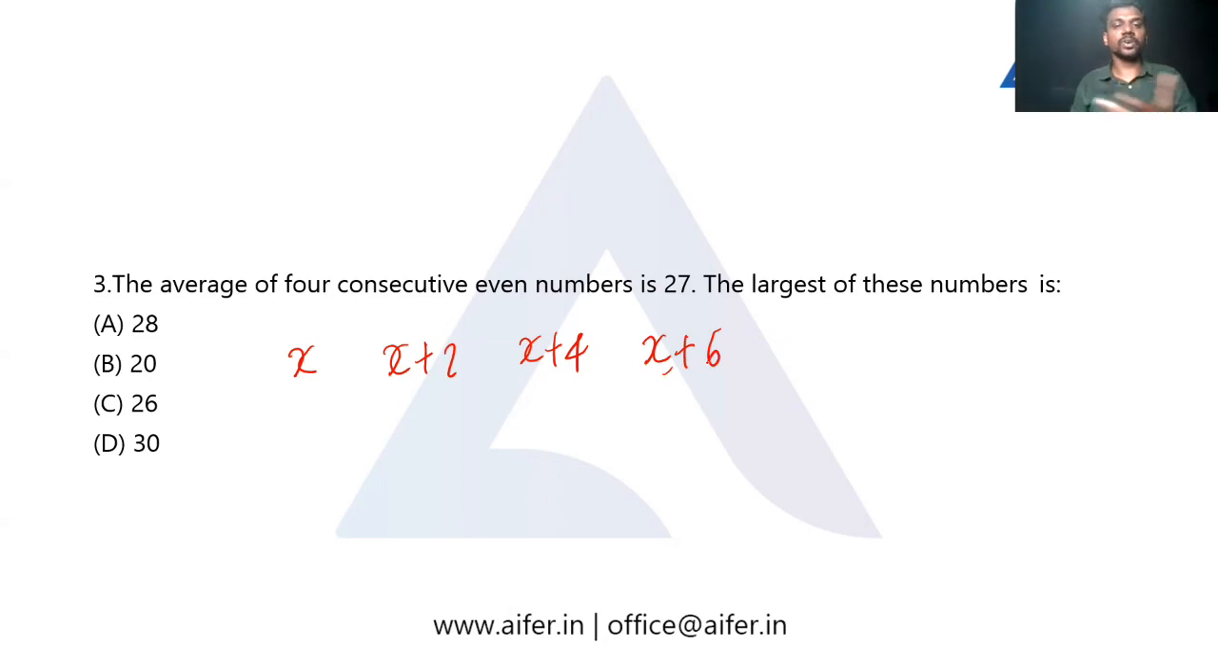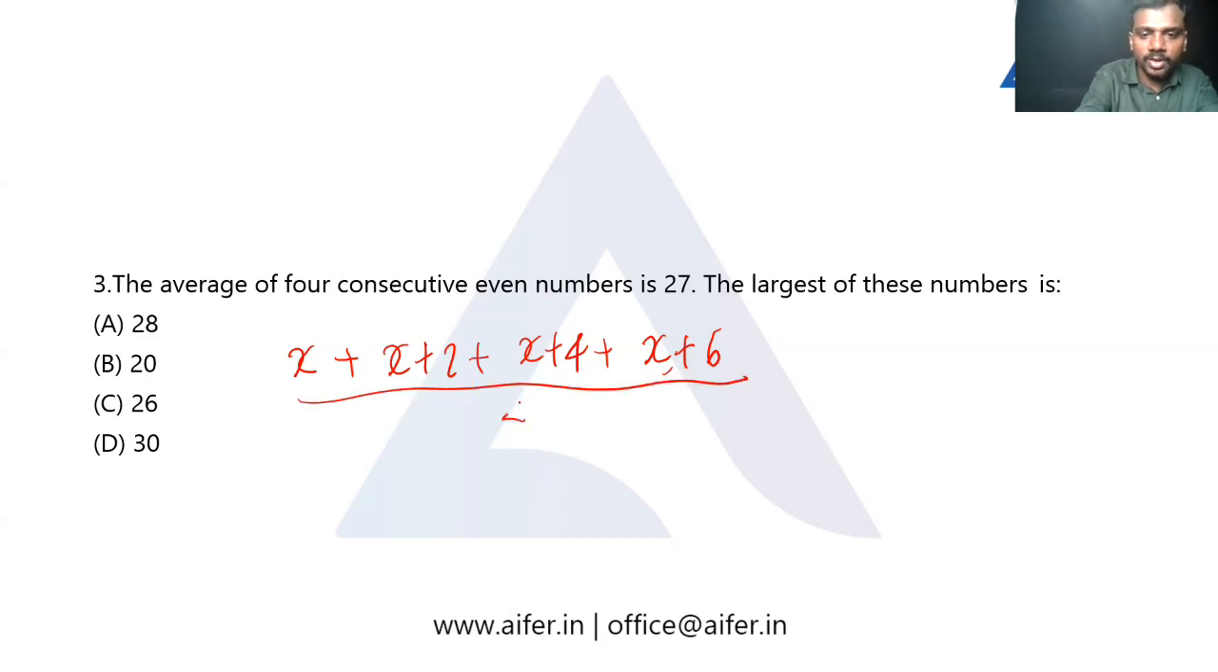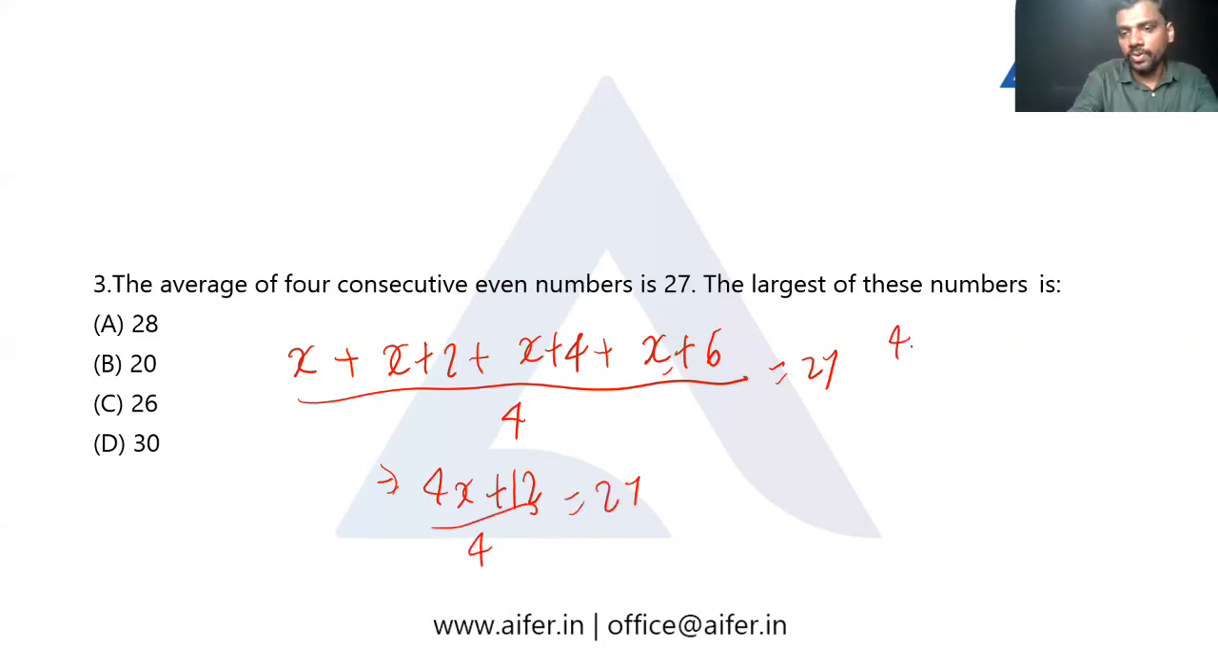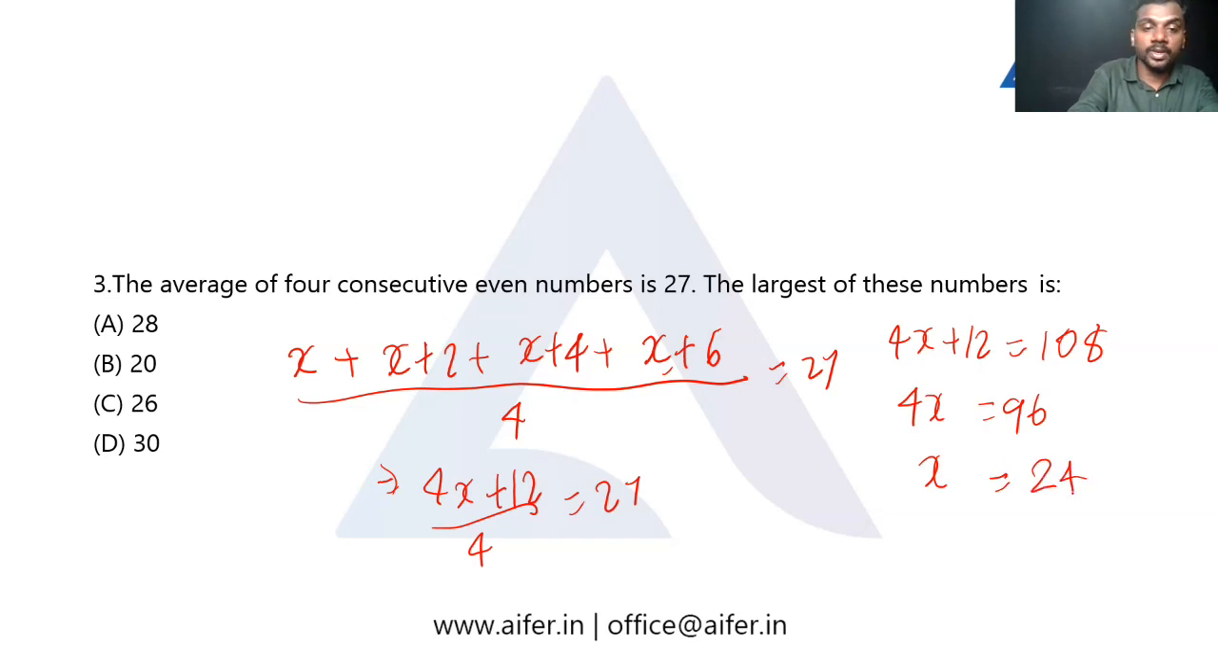It's given the average of 4 consecutive even numbers is 27. So we have x plus x plus 2 plus x plus 4 plus x plus 6, that is total value, by 4 is equal to 27. That is 4x plus 12 by 4 is equal to 27. 4x plus 12 is equal to 108. 4x is equal to 96. X is equal to 24.